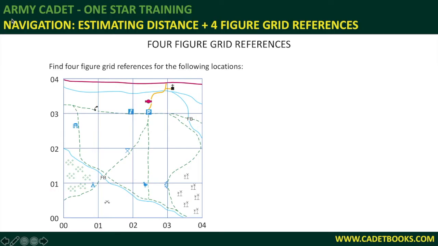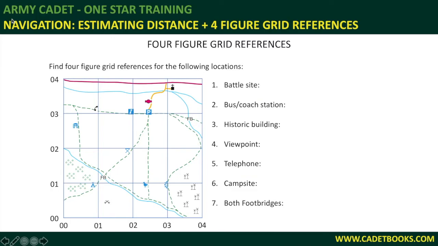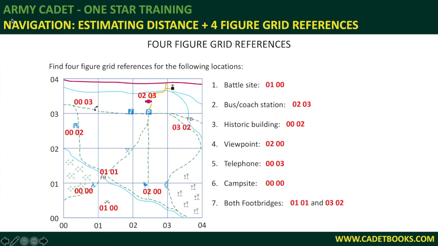Find four-figure grid references for the following locations. You can pause the video, write your answers and then unpause when you're ready. The battle site is 0100. The bus coach station is 0203. Historic building, 0002. Viewpoint, 0200. Telephone, 0003. The campsite, 0000, and both footbridges are 0101 and 0302.